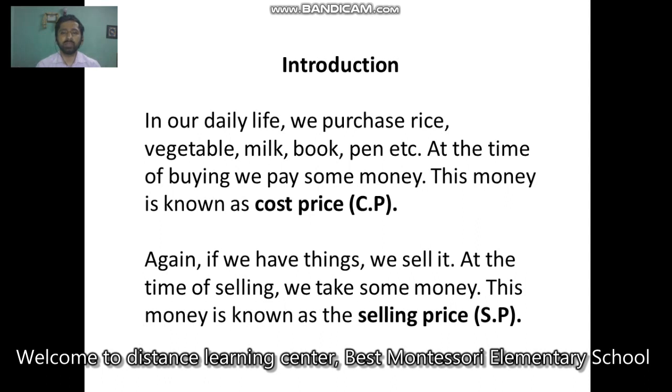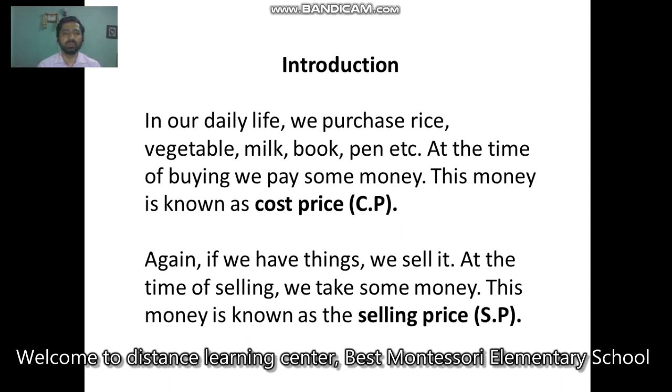What happens is when we go somewhere to buy something, we may buy vegetables, milk, a book or something else, then we have to give them money. That item costs money. The money we pay to buy something is known as cost price. Similarly, if we have to sell something, then in exchange for selling, we take some money, and that money taken is called the selling price. It is shortly written as SP for selling price and CP for cost price.